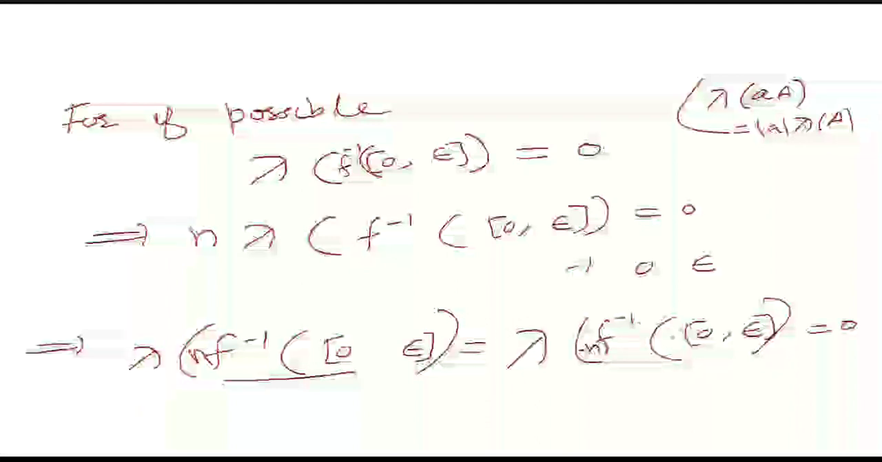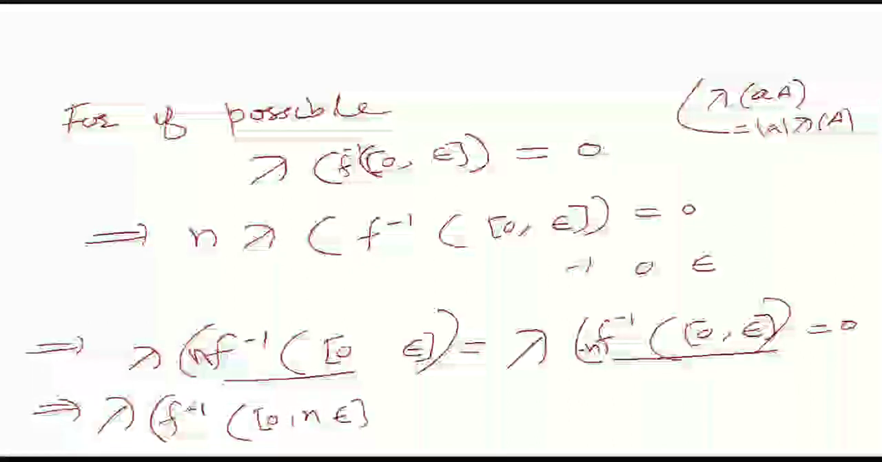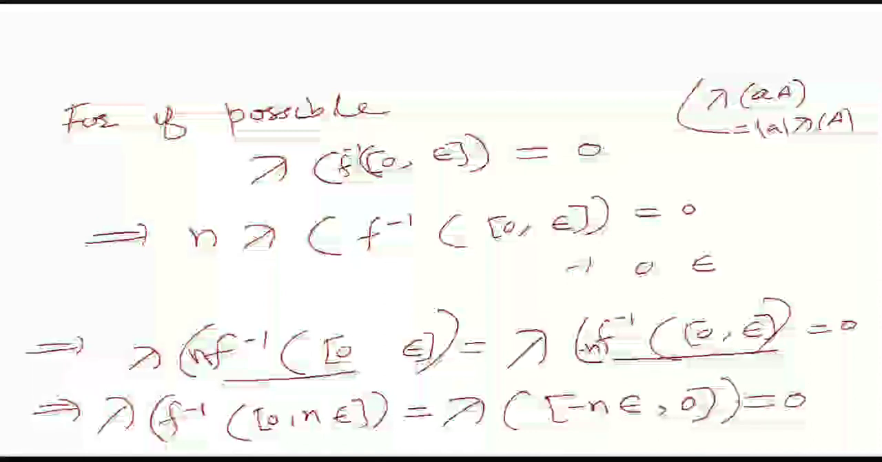So this is our set A, f inverse of 0 to epsilon, and this is our constant. It will be mod of minus n times Lebesgue measure of f inverse of 0 to epsilon, which is equal to n times Lebesgue measure of f inverse of 0 to epsilon, which is equal to 0. So both are equal to 0. This implies Lebesgue measure of f inverse of 0 to n epsilon is 0, and the same for minus n epsilon to 0 is equal to 0. So both are already done.